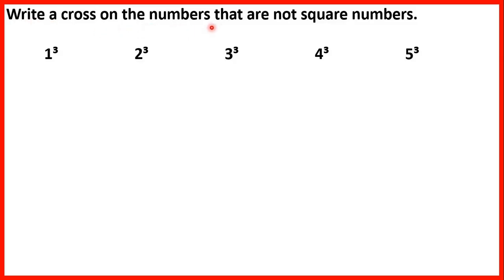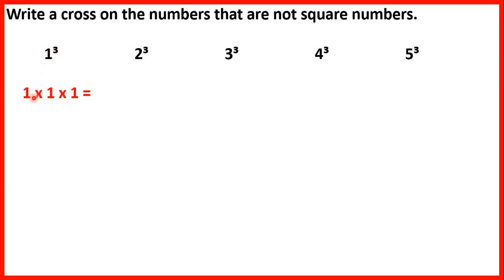Write a cross on the numbers that are not square numbers. So remember, square numbers are what we get when we've multiplied a number by itself. And the symbol for squared is a little 2. But for these numbers, we don't have little 2's, we have little 3's. And that's the symbol for cubed. So if you have a cubed number, or if you want to cube a number, you multiply it by itself, but then multiply it by itself again.